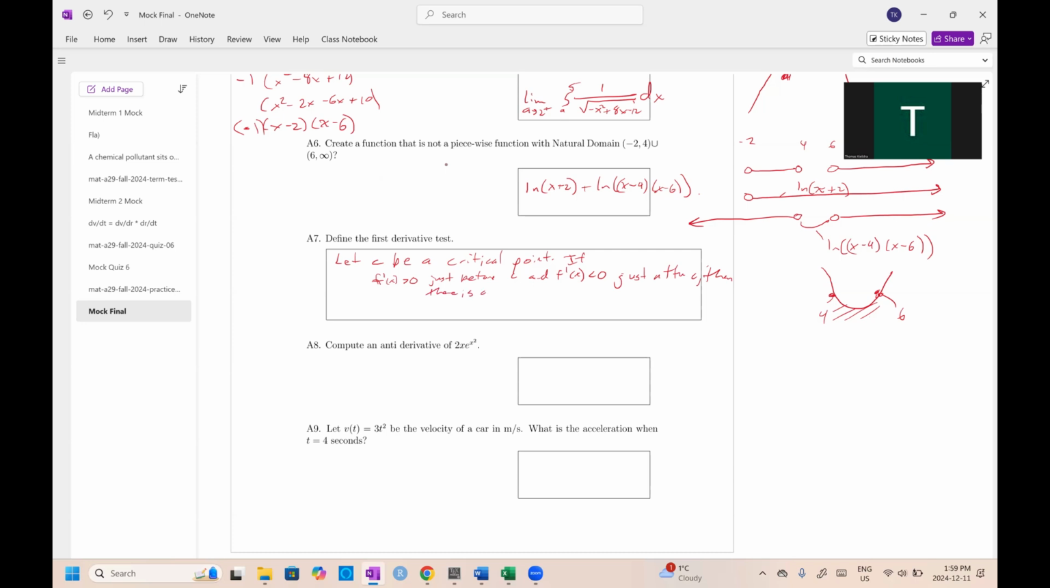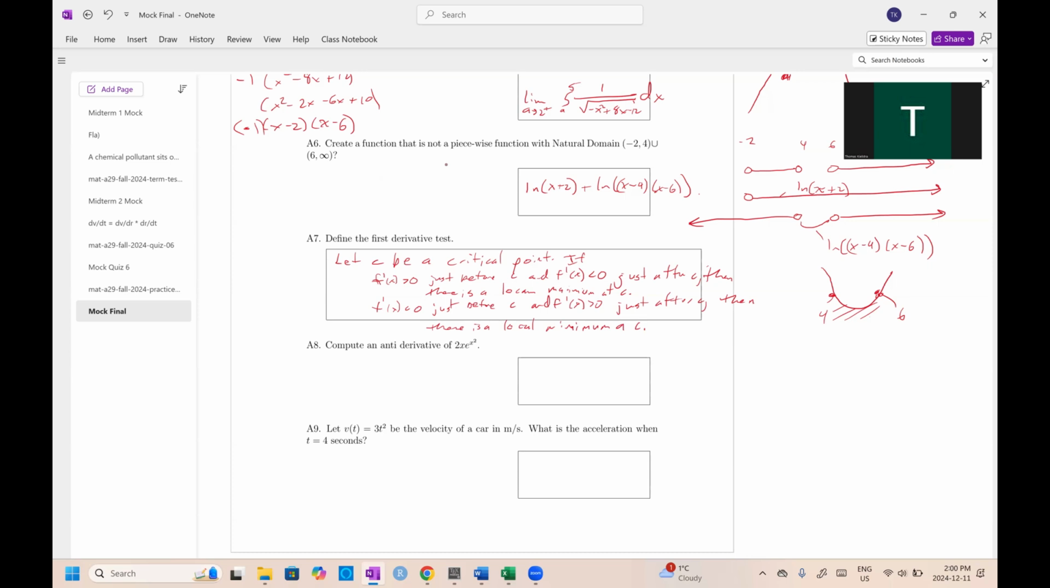there is a local maximum at C. If f prime of x is less than 0 just before C and f prime of x is greater than 0 just after C, then there is a local minimum at C. That's the first derivative test.